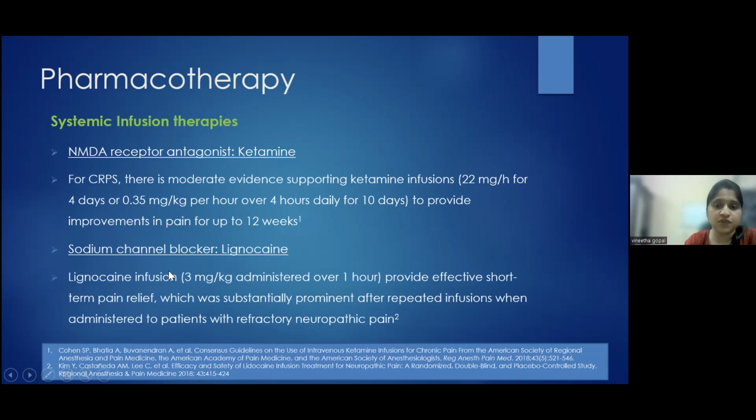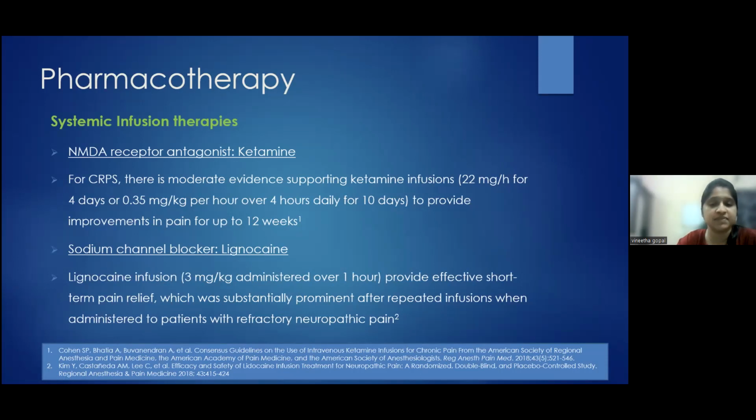And lignocaine infusion, similar to its use in neuropathic pain like fibromyalgia, is 3 to 5 mg per kg administered over 1 hour. It provides effective short-term pain relief, and you have to go for repeated infusions for refractory neuropathic pain conditions. For ketamine, at least there is one guideline which clearly says what the dose should be, how it should be used, which conditions it helps better, and what the adverse effects are. But for lignocaine, I didn't find any such guidelines. There is somewhat conflicting evidence here and there.